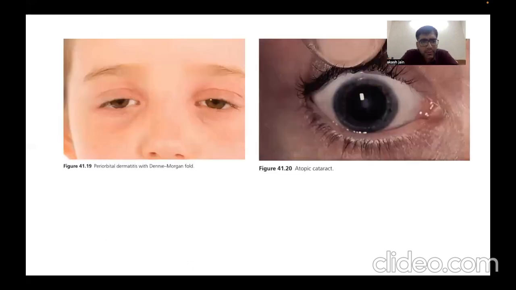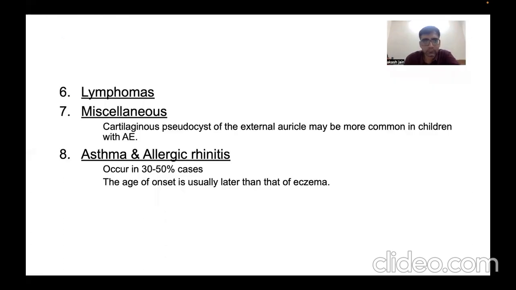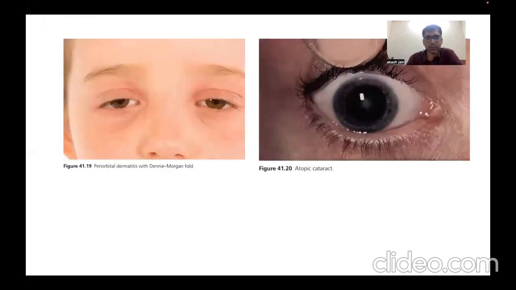So this is a picture of periorbital dermatitis classically seen in atopic patients with Dennie-Morgan eye fold, that is, infraorbital crease. And next is the atopic cataract or subcapsular cataract. Next complications can include lymphomas and cartilaginous pseudocyst of the external auricle. But this is most important, that asthma and allergic rhinitis can be seen in 30 to 40% of cases, but the age of onset is later than that of the eczema. So such patients develop the characteristic atopic march.